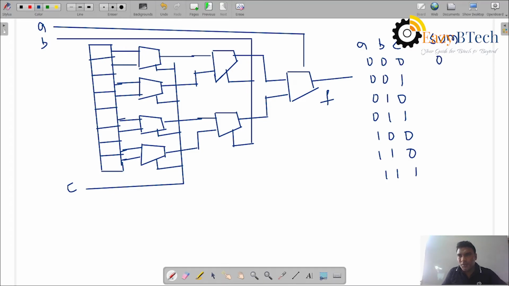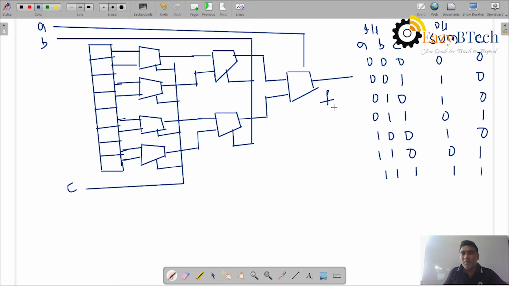So 0 0 0 it will be 0, and the carry will be 0. So sum value 1, carry value 0. Sum value 1, carry value 0. So it will be 0 and 1. Now it will be 1 and 0. It will be 0 and 1. Now it will be 1 and 1. So these are the inputs and outputs.